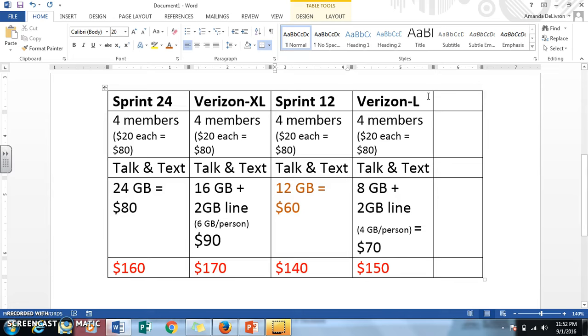And the last one is our Verizon large version. That's 8 gigabytes plus 2 extra gigabytes per line per person. So again, 12 gigabytes total for $70 a month, and that is a total of $150. So that's $30 more than I wanted to expend, so it's still over my budget.